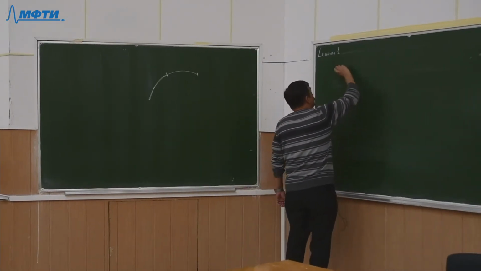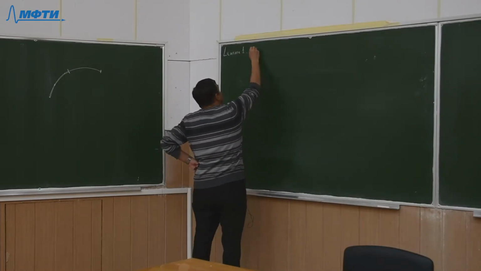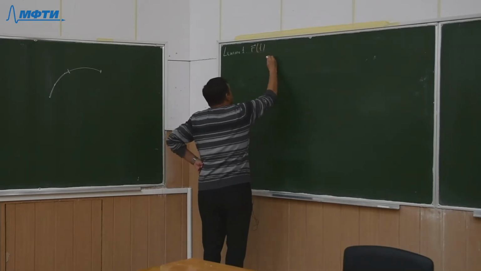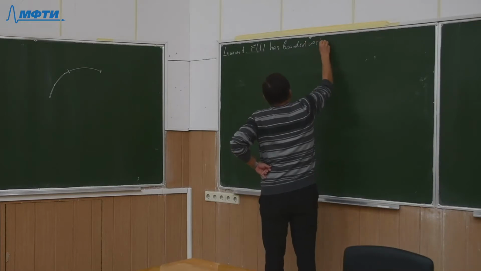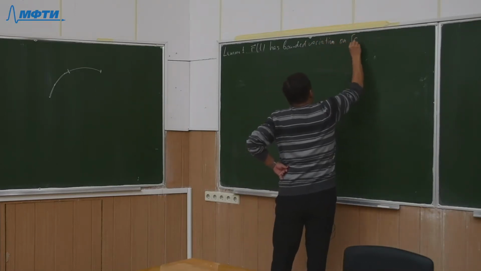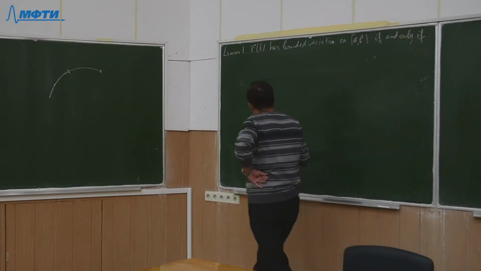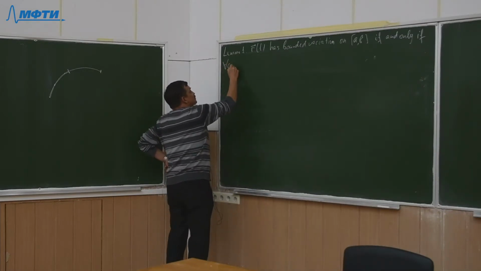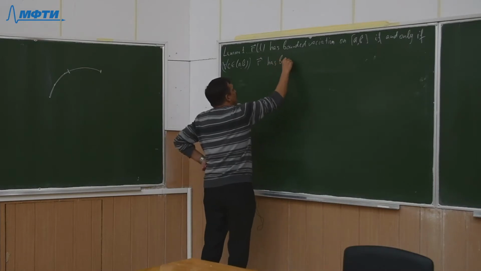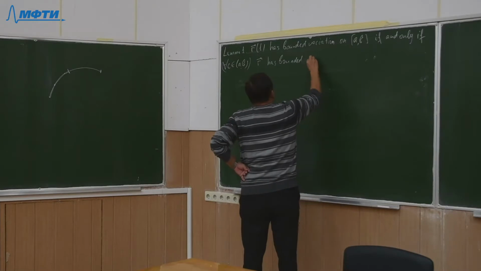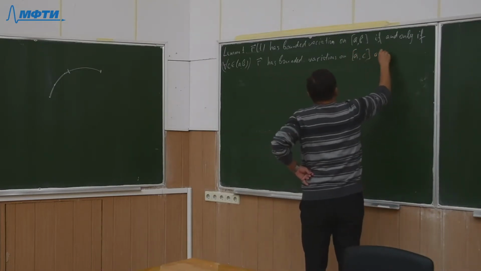Okay, how to call it? Let R of T have bounded variation on AB if and only if for each t in the interval AB, R has bounded variation on AC and CB.